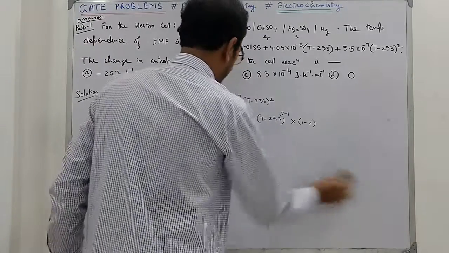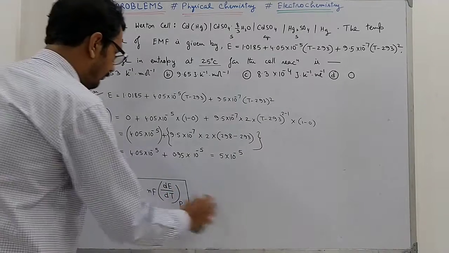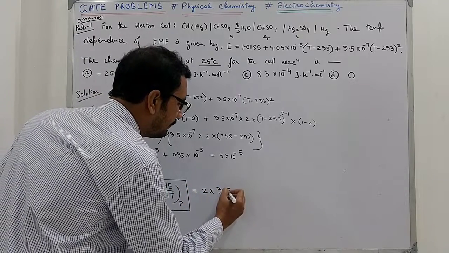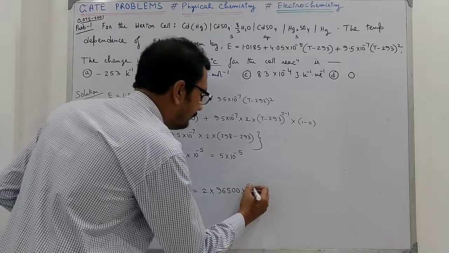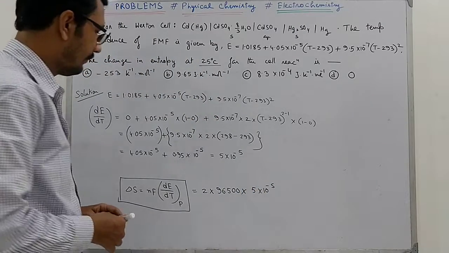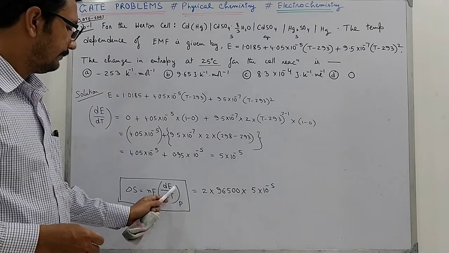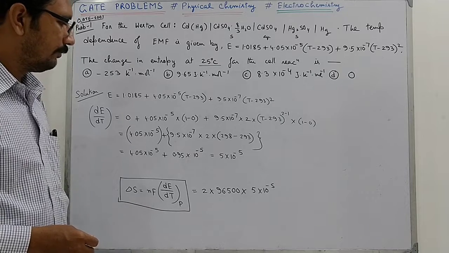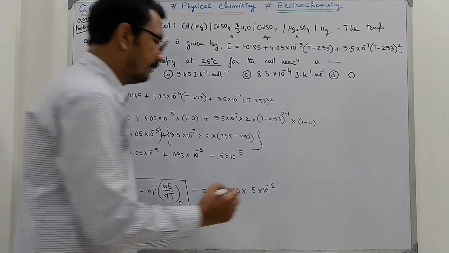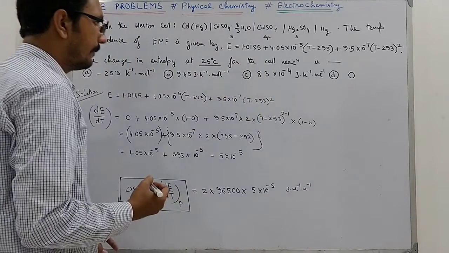Now it's time to put the values. So we got the value of temperature coefficient, we got the value of n. So it will be 2 into 96500 into 5 into 10 to the power minus 5. Now this is in Coulomb and this will be in volt. So volt Coulomb will give you joule and it will be joule per Kelvin, and here mole will come. So per mole will come. So it will be joule per mole per Kelvin.